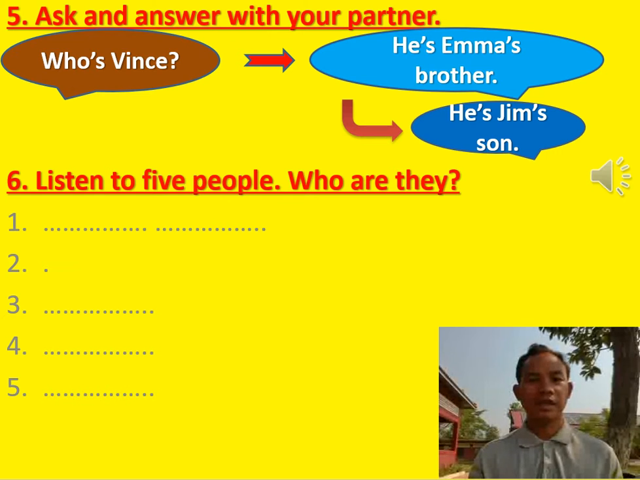Number 6. Listen to 5 people. Who are they? Okay, you will listen to some people talking, and you listen to number 1, number 2, number 3, number 4, number 5. But I'm not sure who they are.